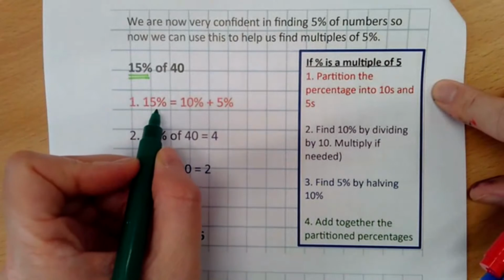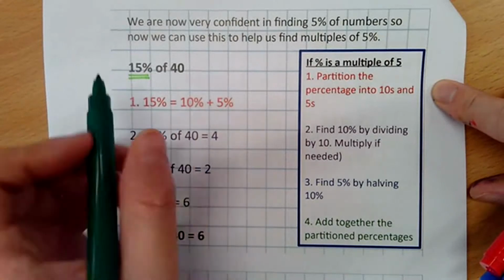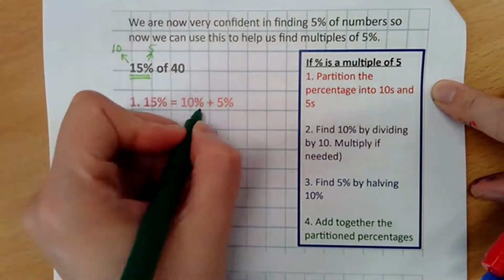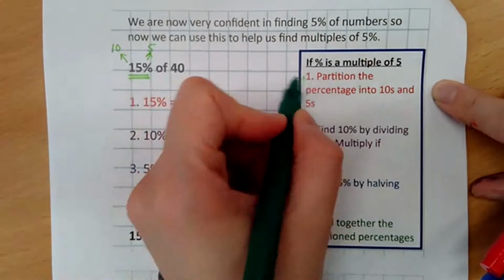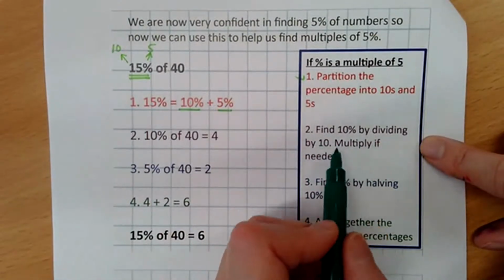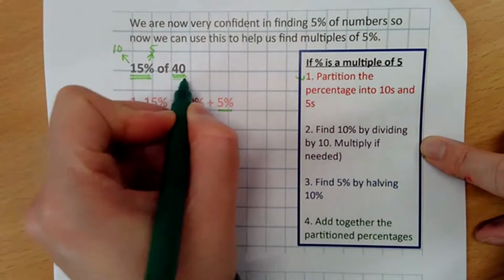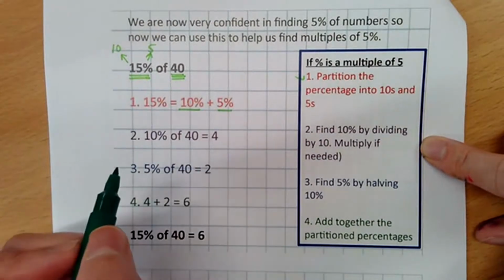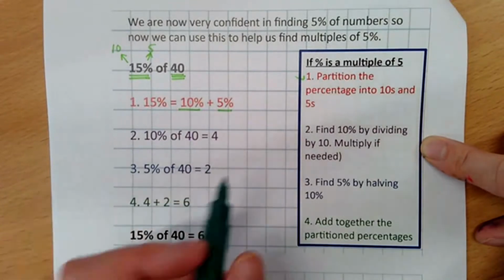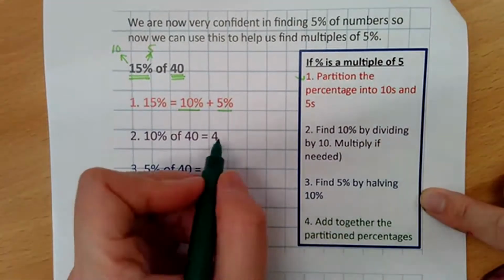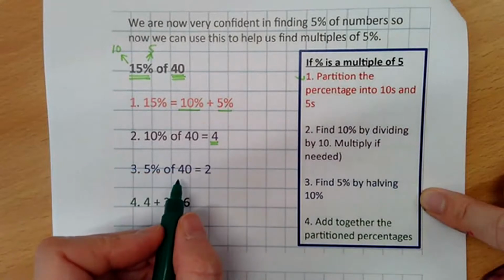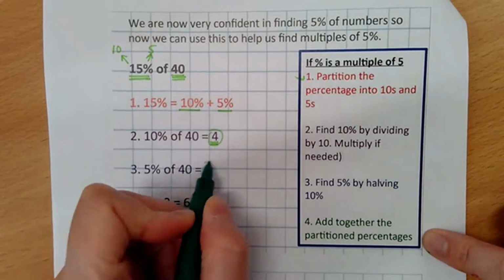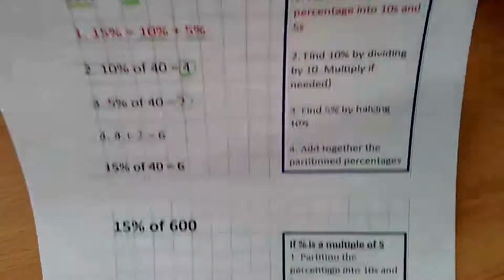Number 1, we're going to partition the percentage into tens and fives. So I know that 15, we have 10 and 5. 10% plus 5%. Next, find 10% by dividing by 10. So we're going to take a look at our number, and we're going to divide it by 10. And we're quite used to doing this now. 40 divided by 10 equals 4. Then we're going to find 5% of that by halving it. And then we're going to add them together. So let's take a look.